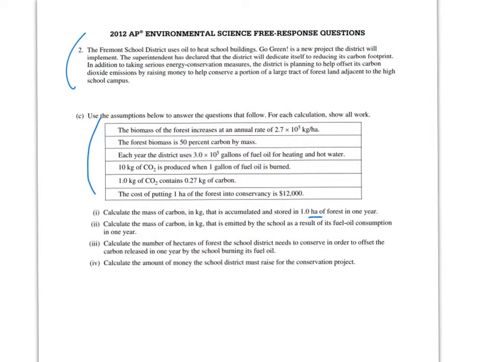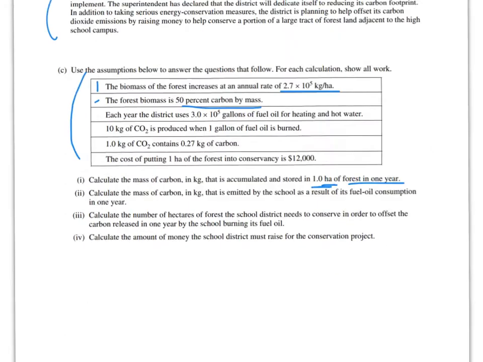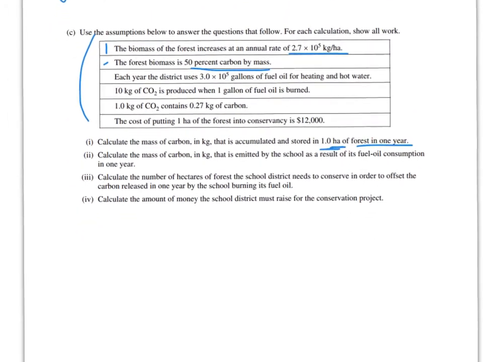So for this, I need to look at all of my givens and figure out which ones I need to use. And so I look at mass of carbon stored in 1 hectare of forest in 1 year. So let me go up and look at my forest ones. Okay, so this one's on the forest. It grows that much. Okay, here's also the forest. 50% carbon by mass. I don't see anything else about the forest, so it looks like I'm just going to use those two givens. So you need to systematically just look at the words that you have.